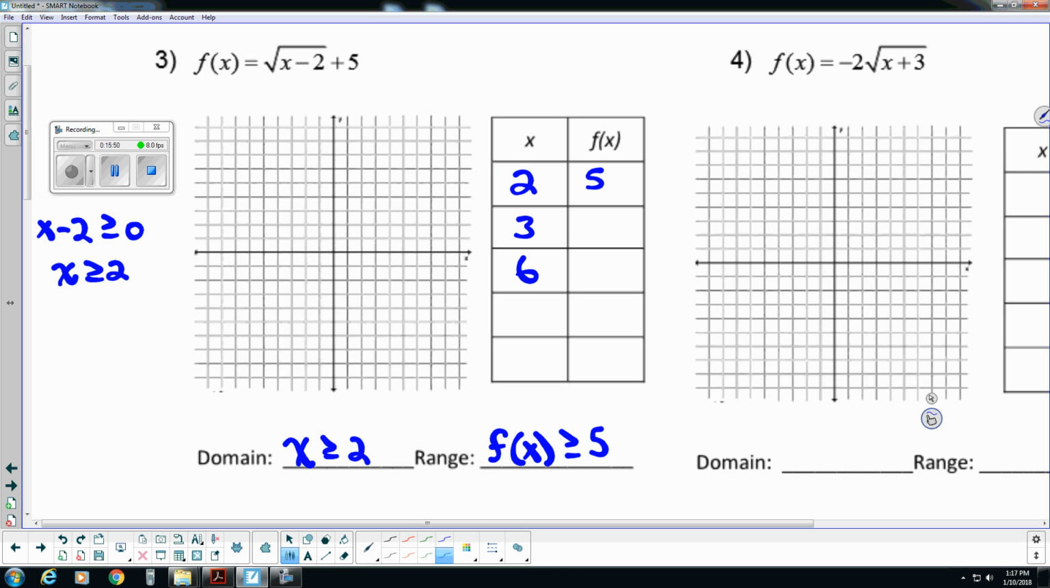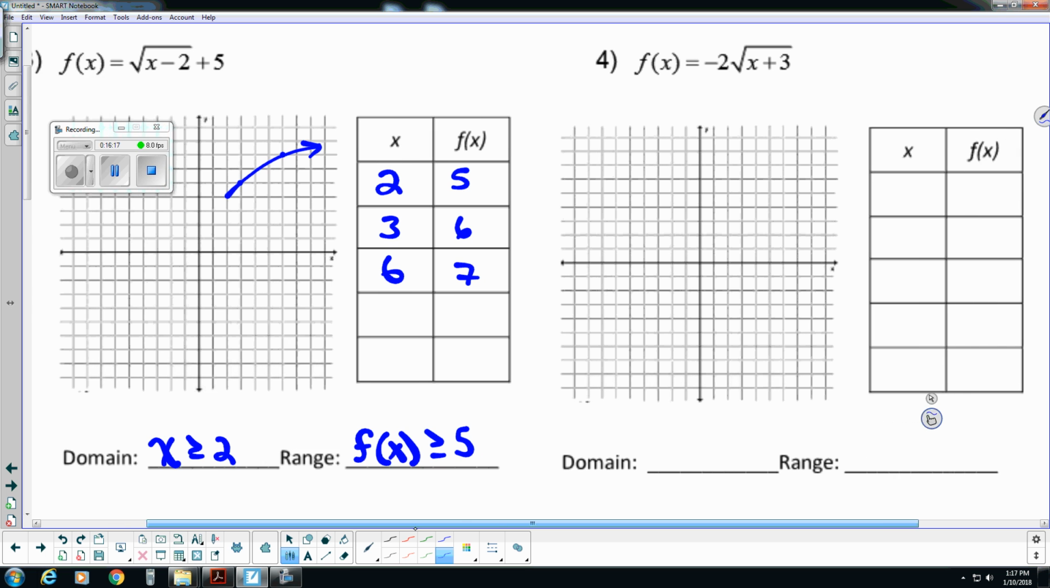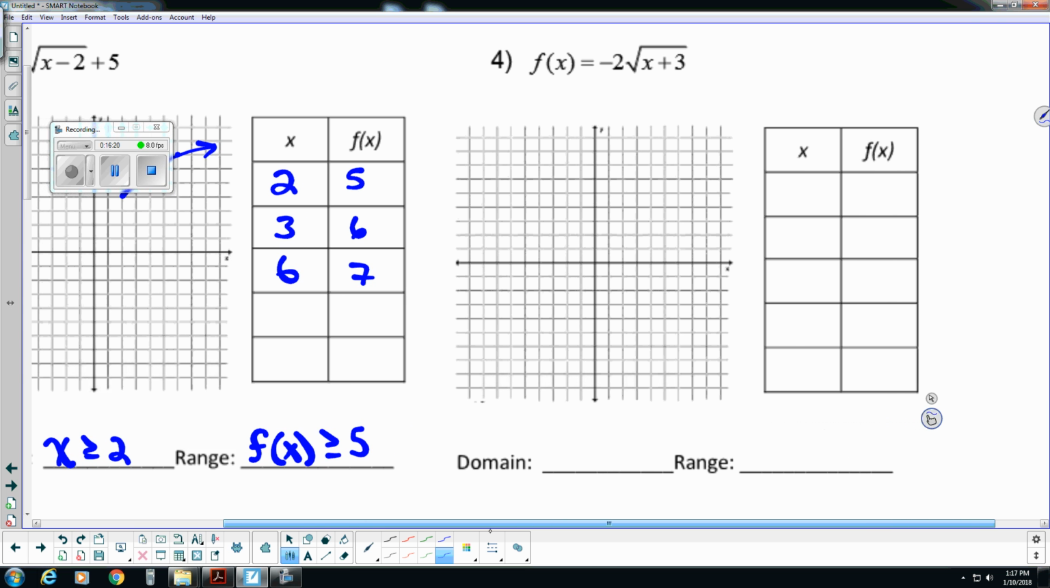Plug in 2, you get 5. Plug in 3, you get 6. Plug in 6, you get 7. Plot them. 2, 5. 3, 6. 6, 7. There it is. So far, all of our a values have been greater than 1 until now. In our next problem, number 4, this time our a value is negative 2, so it's less than 0.